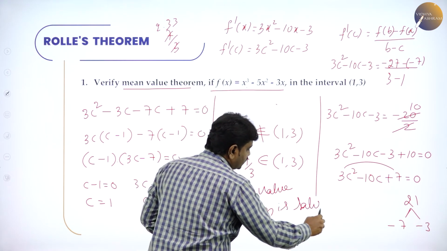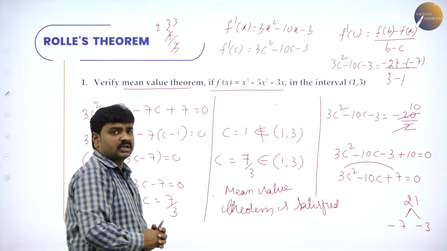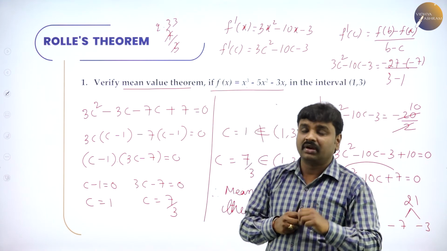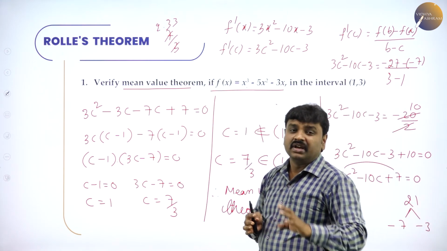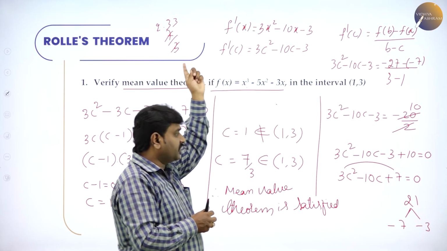So my dear students, very important note: in Rolle's theorem, f of a and f of b should be equal. But here, f of a and f of b are different. F of a you got minus 7, f of b we got minus 27. They are different. And in Rolle's theorem, we equate f dash c to 0.